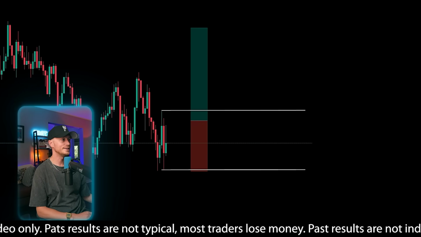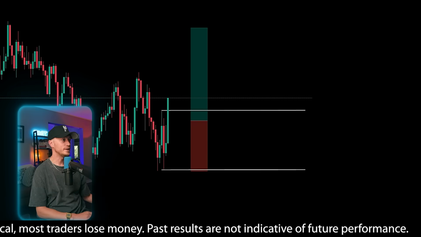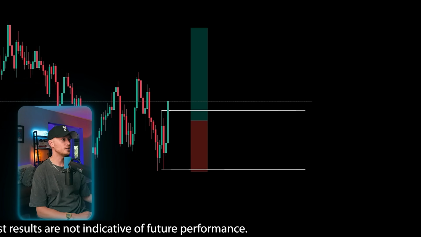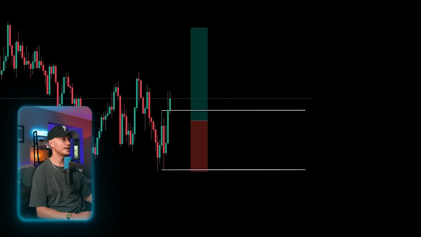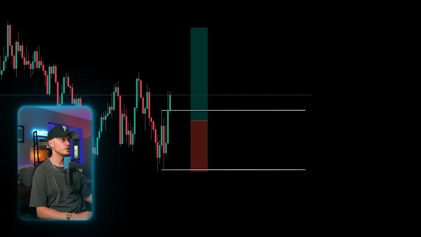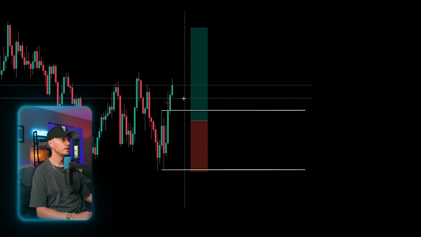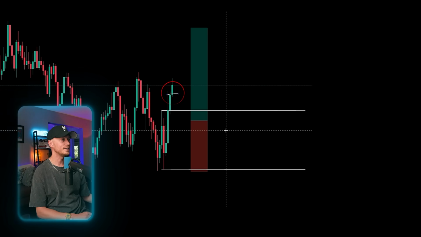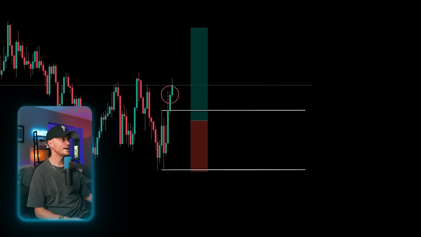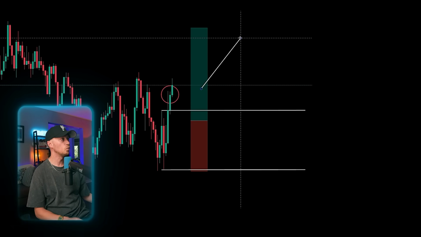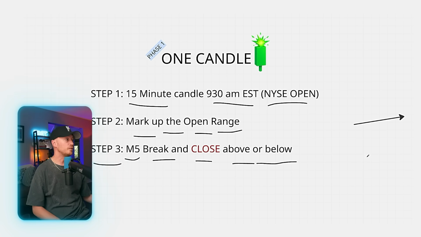So let's go ahead and see what happens here. You can see we get that candle break and close. That's what we're looking for, right? We got the break. We want the candle to break and close. We don't have that until right there. That is our break and close, right? The candle broke through and it closed. That tells us we're bullish for the day. We want to be buying. It's that simple. Phase 1 is done.